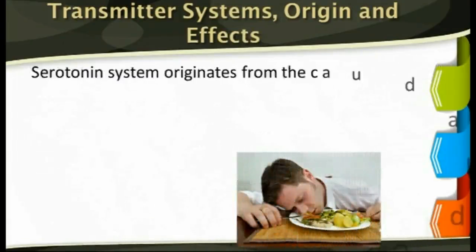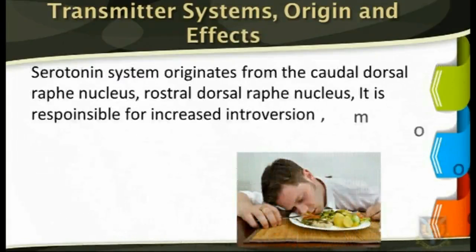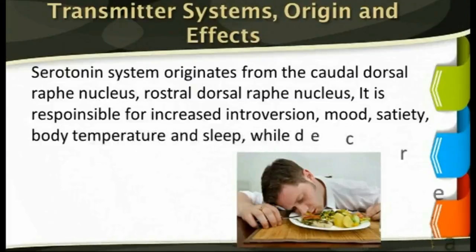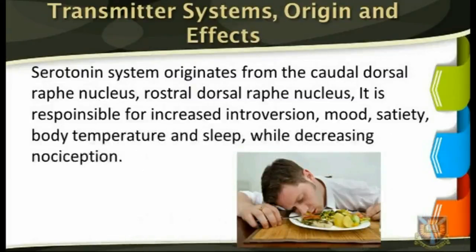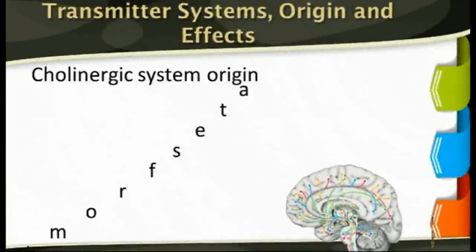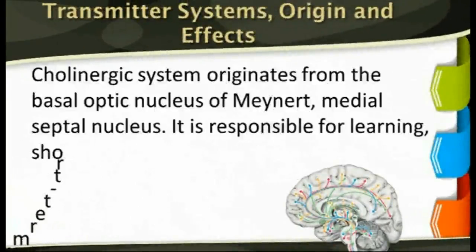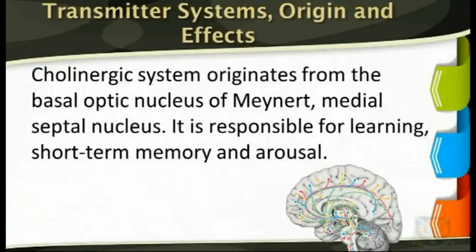Serotonin systems originate from the caudal dorsal raphe nucleus and rostral dorsal raphe nucleus. It is responsible for increased introversion, mood, anxiety, body temperature, and sleep, while decreasing nociception. Cholinergic systems originate from the basal optic nucleus of Meynert and medial septal nucleus. It is responsible for learning, short-term memory, and arousal.